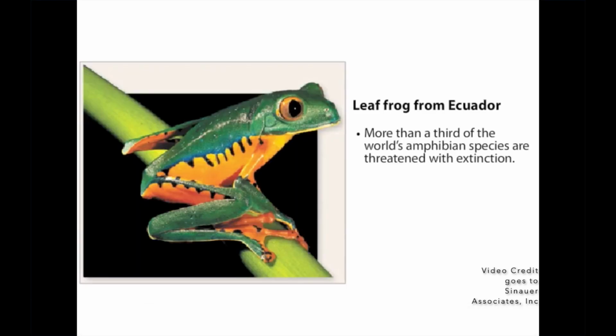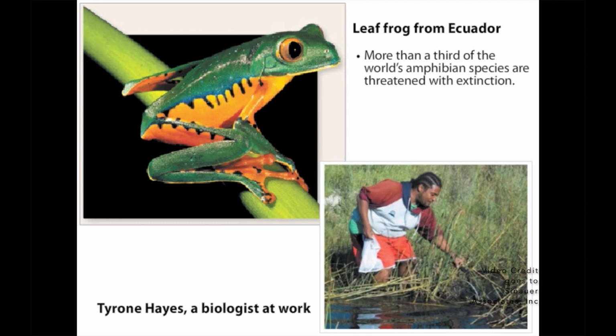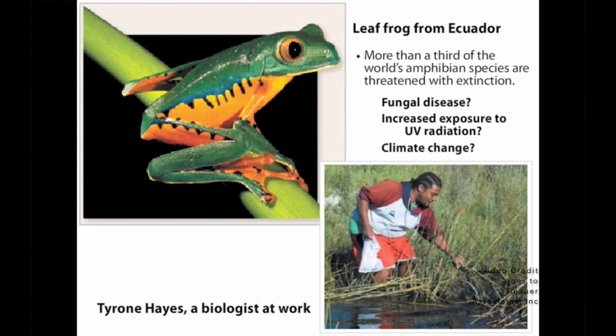An alarming number of frogs and other amphibians are in danger of becoming extinct. Many scientists, including Tyrone Hayes, a biologist at UC Berkeley, are asking why. Some scientists speculate that a fungal disease is a cause. Others suggest increased exposure to ultraviolet radiation. Still others cite climate change. Tyrone Hayes hypothesizes that exposure to agricultural chemicals could be a cause.